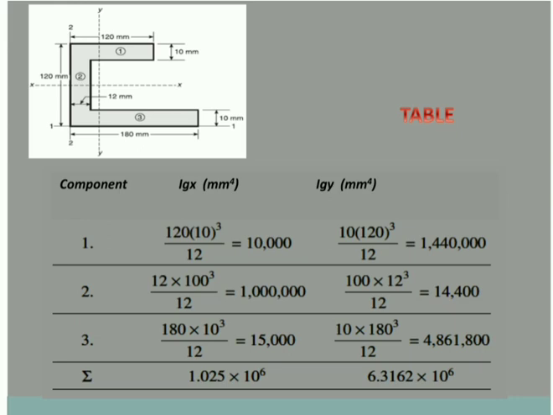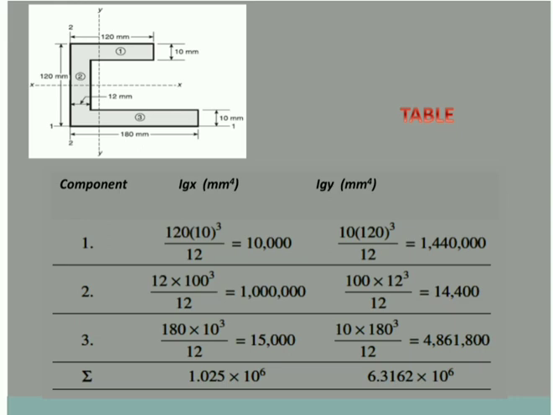Then for the second element, BD cube by 12. So B is 12 and D is 100. So please don't take 120 here. Mark this. Here is a possibility where you can make a mistake by taking 120. Second element is 12 by 100 only. So BD cube by 12. Again DB cube by 12.